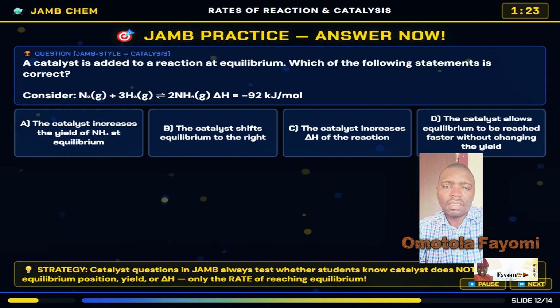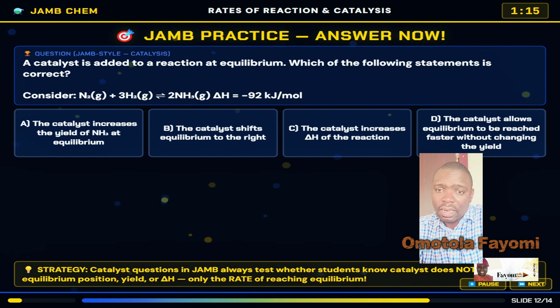Option B, catalyst shifts equilibrium to the right. Wrong. Catalyst lowers the activation energy for both forward and reverse reactions equally. Neither direction gets a preferential advantage. The equilibrium position does not shift.